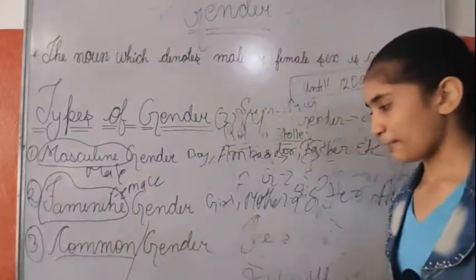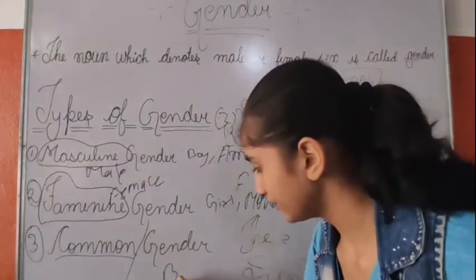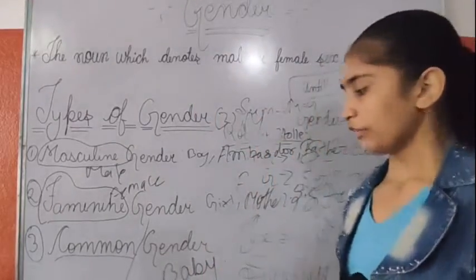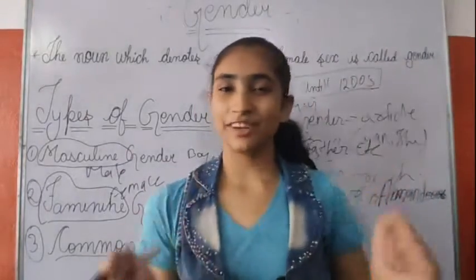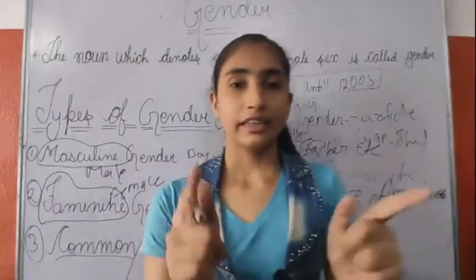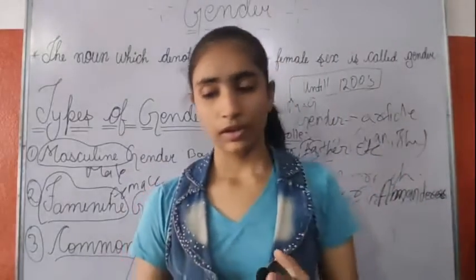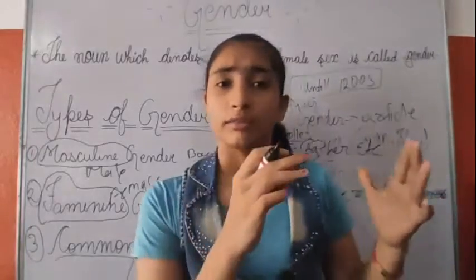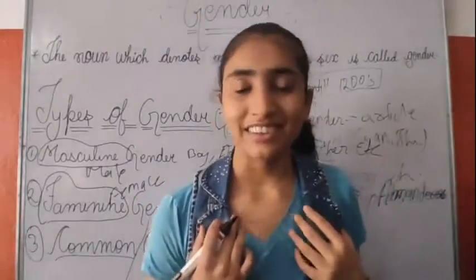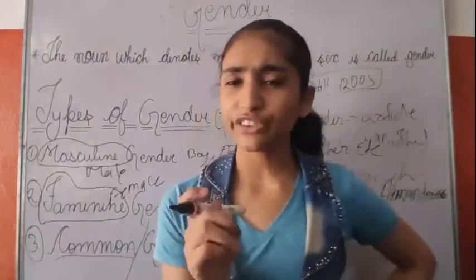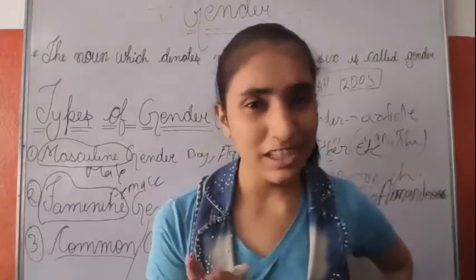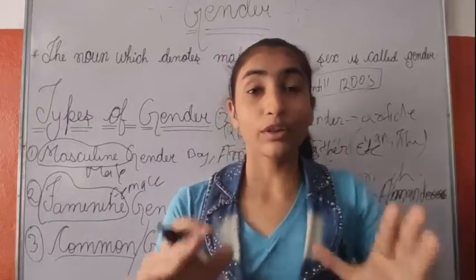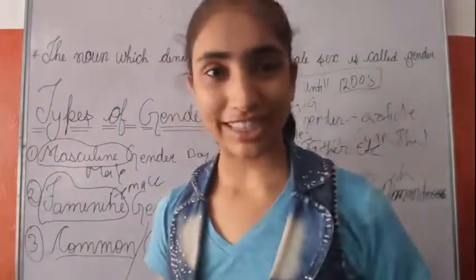Let me take some examples. Baby. When I say, this baby is very cute, tell me one thing: can you identify whether the baby is male or female? No. So this is called the common gender.